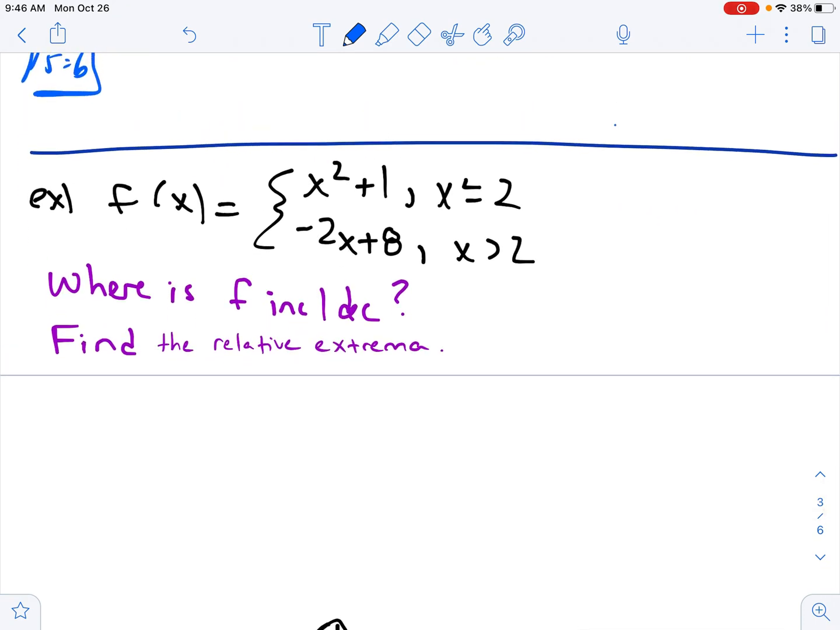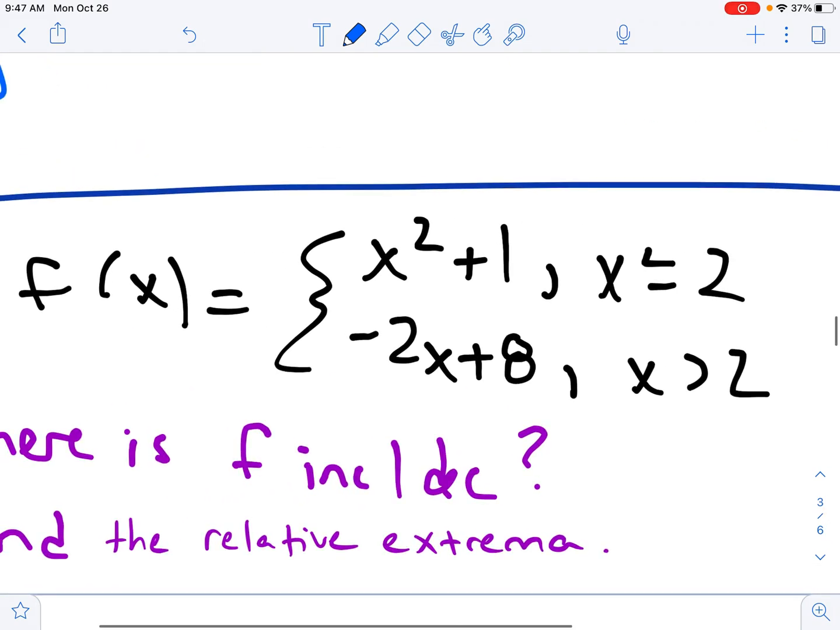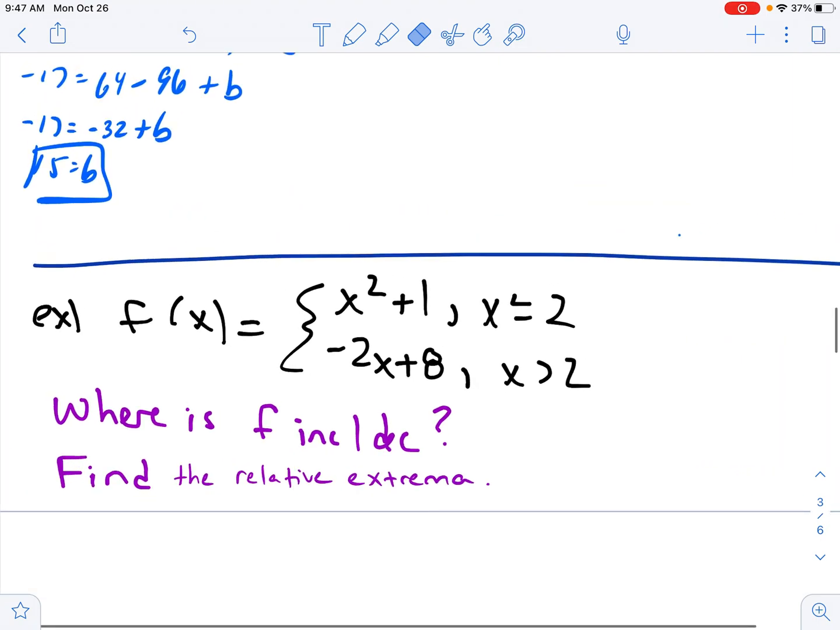Here's now one with a piecewise, okay? F of x is the piecewise, x squared plus 1 for x values less than or equal to 2, and is the line negative 2x plus 8 for x values greater than 2. Where is this function increasing and decreasing, and find the relative extrema. Okay, so again, to the left of 2, this function is a continuous and differentiable polynomial. It's just a quadratic. To the right, it's a continuous and differentiable polynomial line.